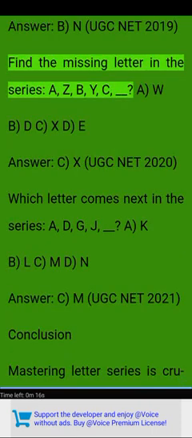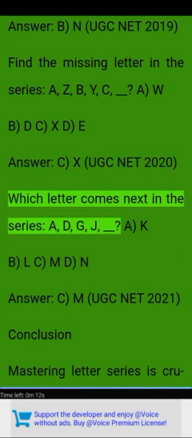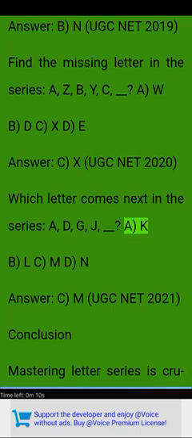Find the missing letter in the series. A, Z, B, Y, C, blank, blank. Options: A, W. B, D. C, X. D, E. Answer: C, X. UGC NET 2020. Which letter comes next in the series? A, D, G, J, blank, blank. Options: A, K. B, L. C, M. D, N. Answer: C, M. UGC NET 2021.